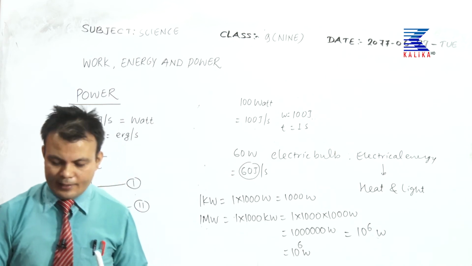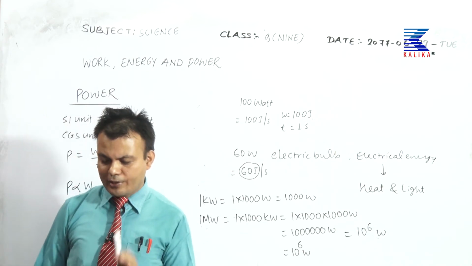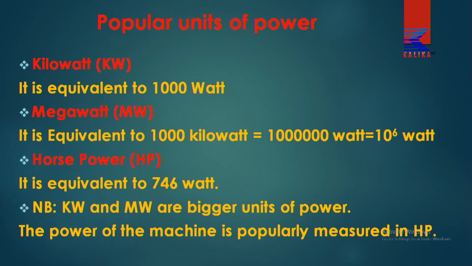Likewise, have a look at my screen. There is one more bigger unit of power that is called horsepower, HP. It is equivalent to 746 watt. So 1 HP is equal to 746 watt. And NB means nota bene, that is just like a note.